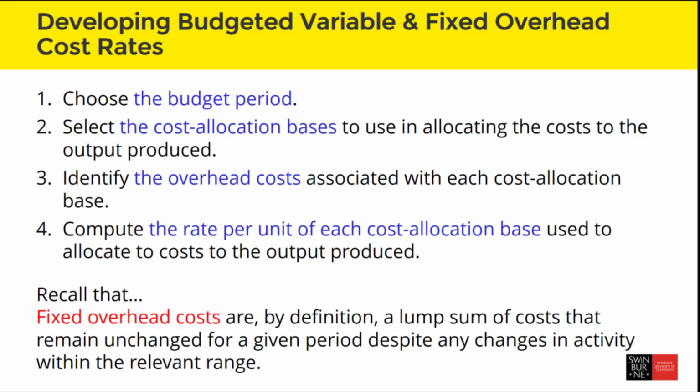First, I just want to do a quick recap of how we calculate the overhead allocation rate. First, we need to choose the budget period. Then we need to select the allocation basis to allocate the cost to the output that we produce. Third, we identify the overhead costs associated with each cost allocation basis. Fourth, we calculate the rate per unit of each cost allocation base.